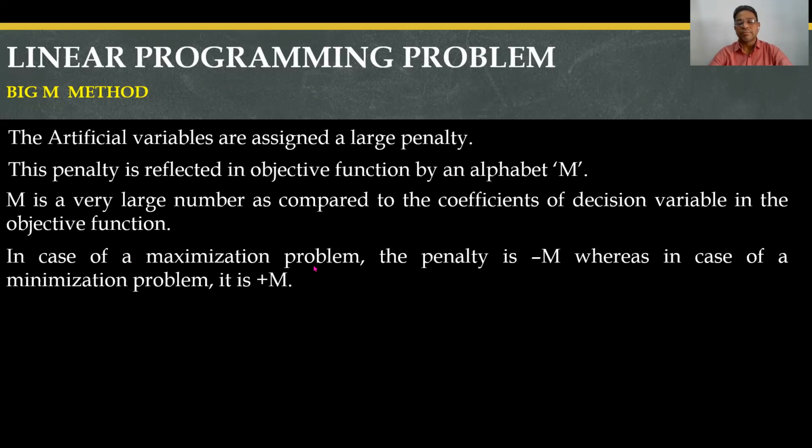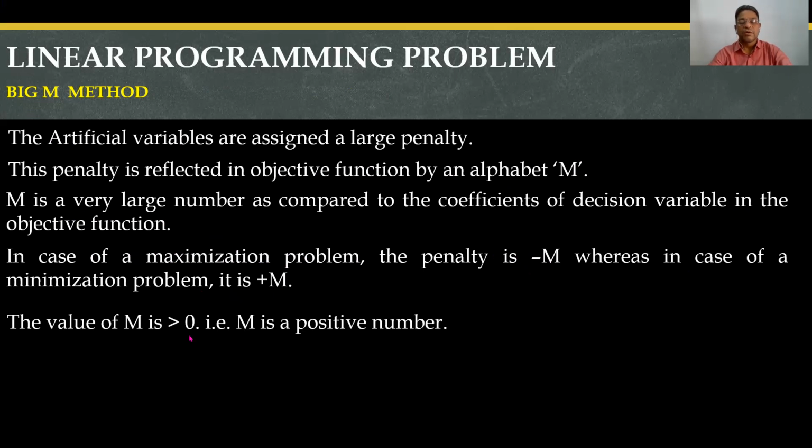Now, if it is a maximization problem, the penalty is minus M. Understand this? If it is a maximization problem, the penalty is minus M. And in case it is a minimization problem, the penalty is plus M. So it is exactly opposite: maximization minus M, minimization plus M. The value of M is greater than or equal to 0. M is a positive number, but the penalty is assigned with a sign, minus or plus, in a maximization or minimization problem respectively.